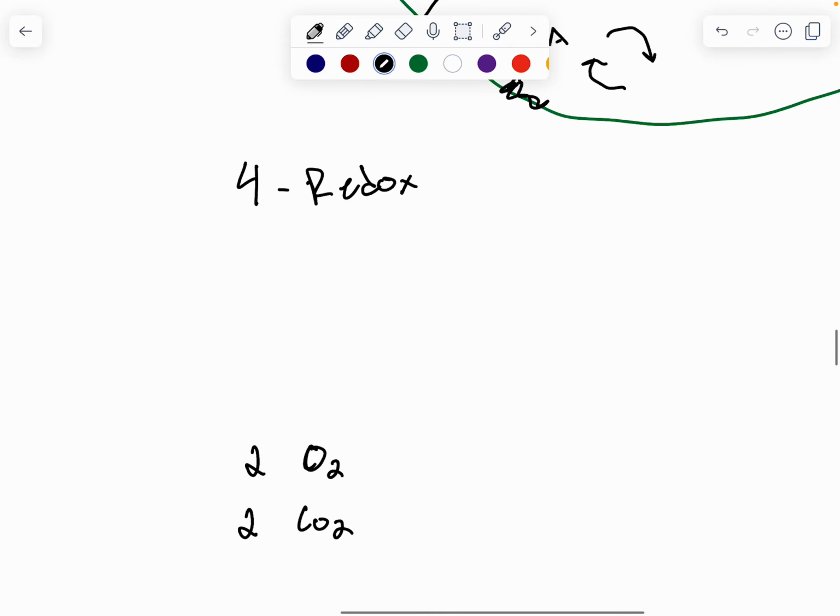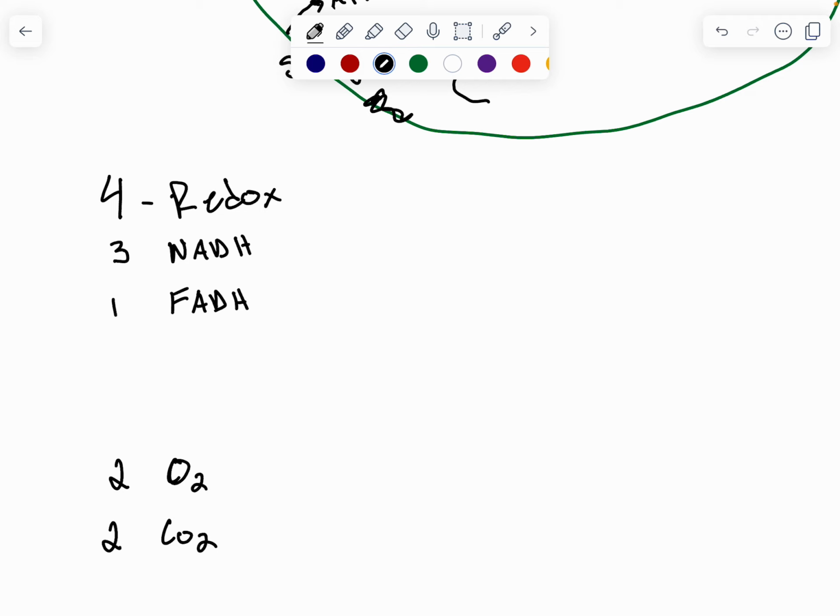So we are going to have 3 NADH redox reactions going on, and we're also going to have 1 FADH reaction going on. And if you guys remember, per 1 NADH redox reaction, we're going to be producing 2.5 ATP per reaction, and we're also going to be producing 1.5 ATP per FADH reaction.